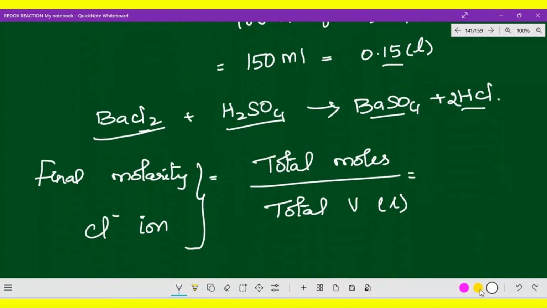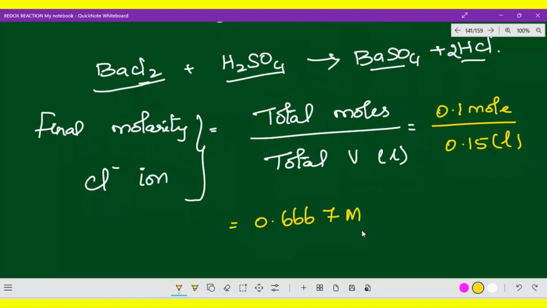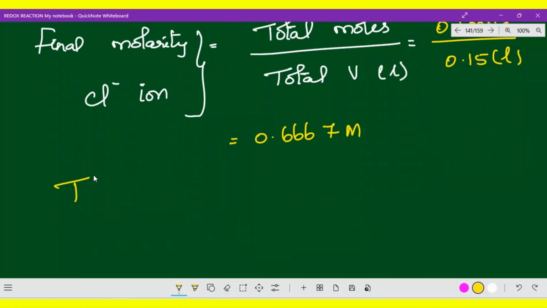Always remember, it will be easy if you note down the data and information. Knowledge is power, right? So data is power here. 0.1 mole divided by 0.15 liter. So what is the answer? You will be getting 0.6667 molarity. Right. Now the resulting solution.